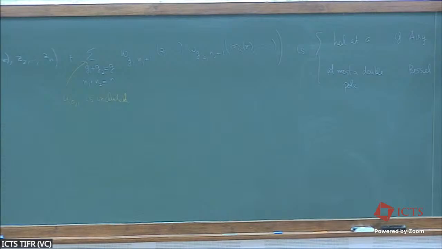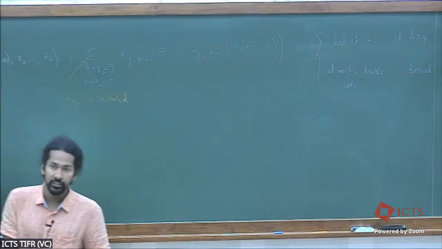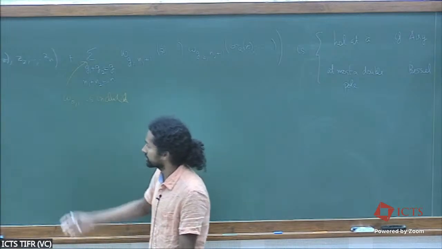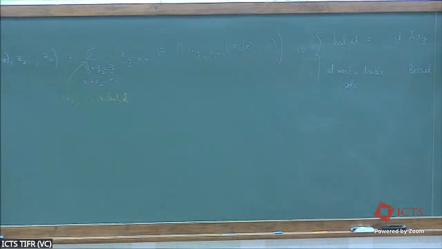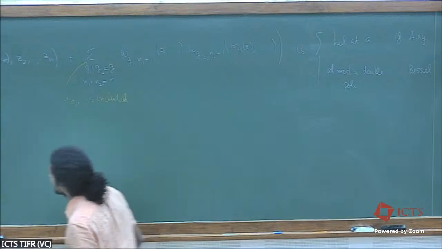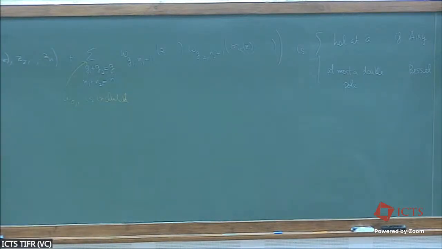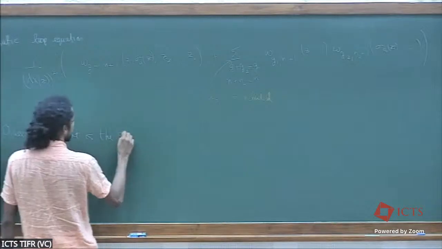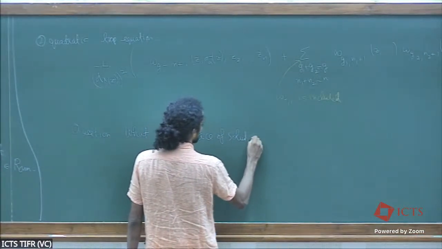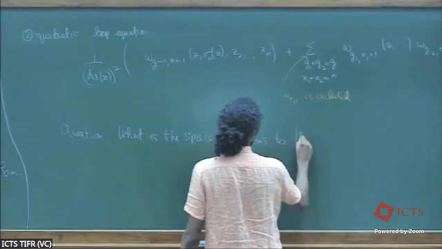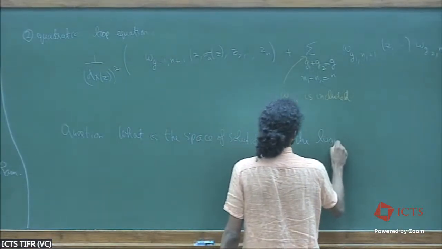Okay, and what's the point of these things? Basically, what you want to do is ask for the space of solutions to these equations. Obviously, you can see that somehow they're not determining. So the question is, what is the space of solutions to the loop equations?